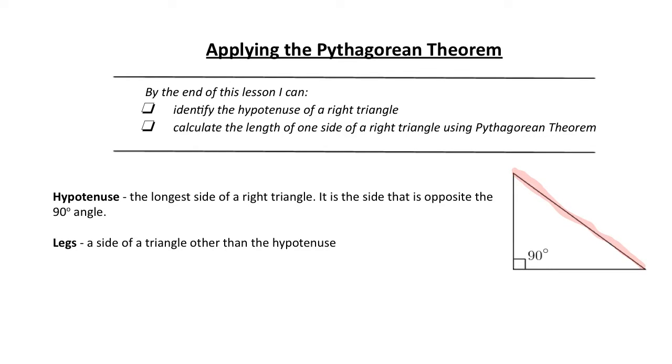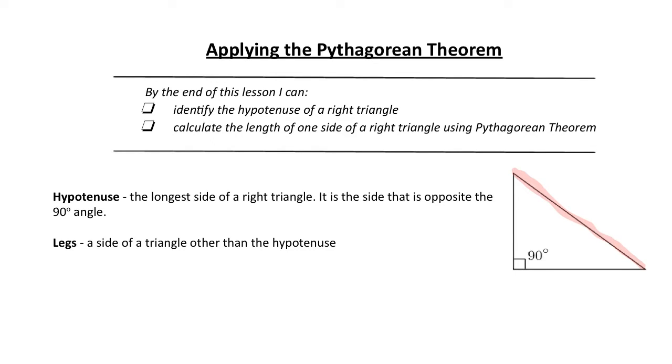Although sometimes you might be tempted to look for the longest side on your triangle, sometimes it's not very clear which side is the longest. It may look very similar to one of the other sides on the triangle. So instead, you always want to just look for the side that is opposite or across from the 90-degree angle.